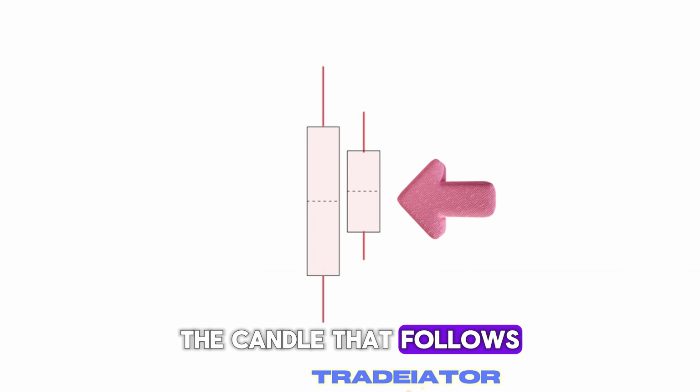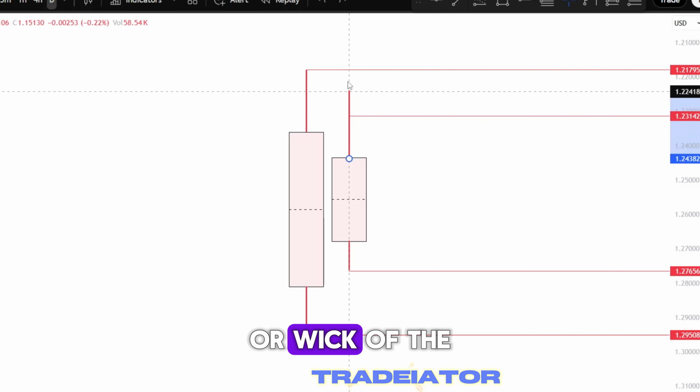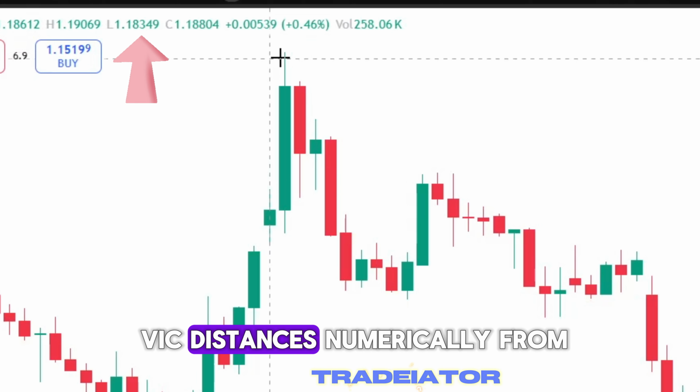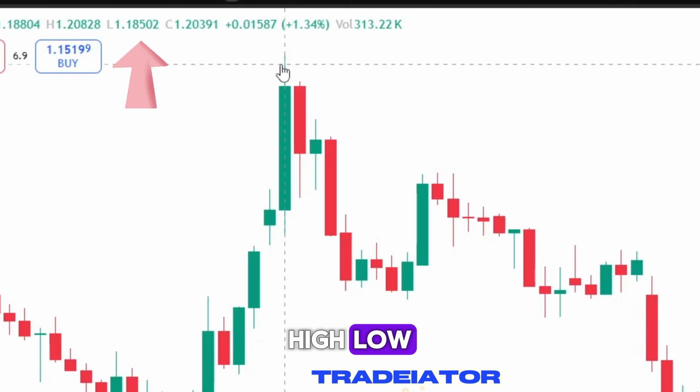A mother bar is a candle that completely engulfs the candle that follows it. The candle that follows it is called an inside bar. The body or wick of the inside bar should not be greater than or equal to the mother bar. You can control the wick distances numerically from the open, high, low, and close sections.